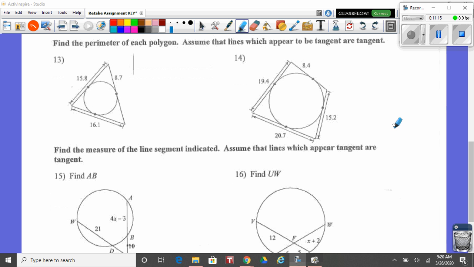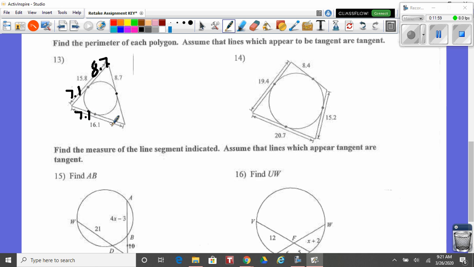For 13 and 14, this is where you are going to have to remember what tangent lines mean. So looking at number 13 here, we have this one tangent from this dot right here to the end is 8.7, which means this right here is also 8.7. So then you have to do a little bit of subtraction to figure out what the rest is. Whenever that's 8.7, that means the rest of this is going to be 7.1, which means that this one right here is going to be 7.1.